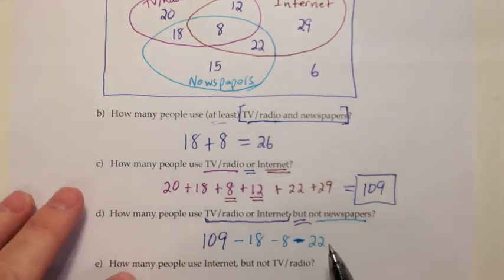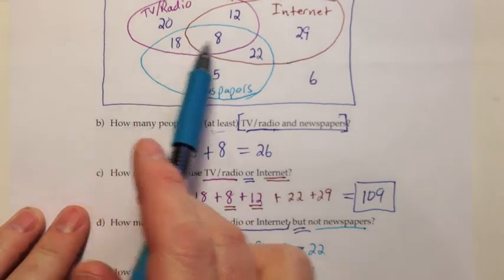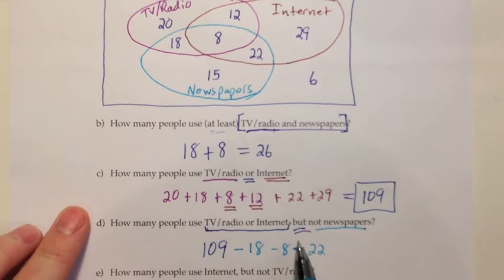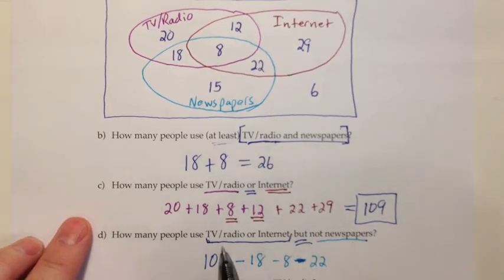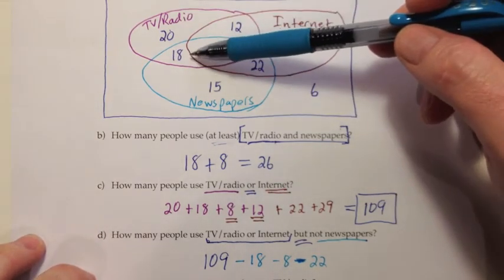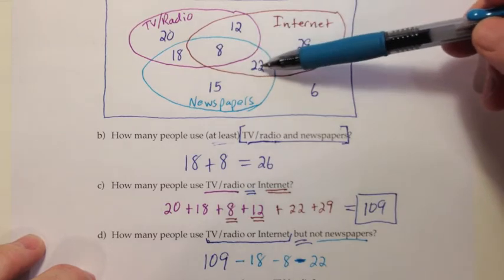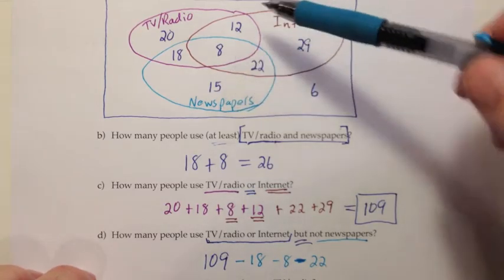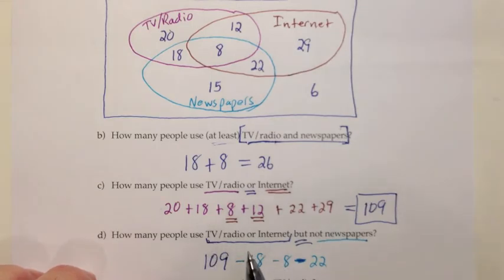I would subtract those people out because they were originally counted among the 109, and now all of a sudden we're saying we don't want you to count the ones that do the newspaper. So of the 109, I need to subtract out those 18, those 8, and those 22. You might wonder, why didn't I subtract out the 15? And the answer would be because I had not counted them in the initial 109.